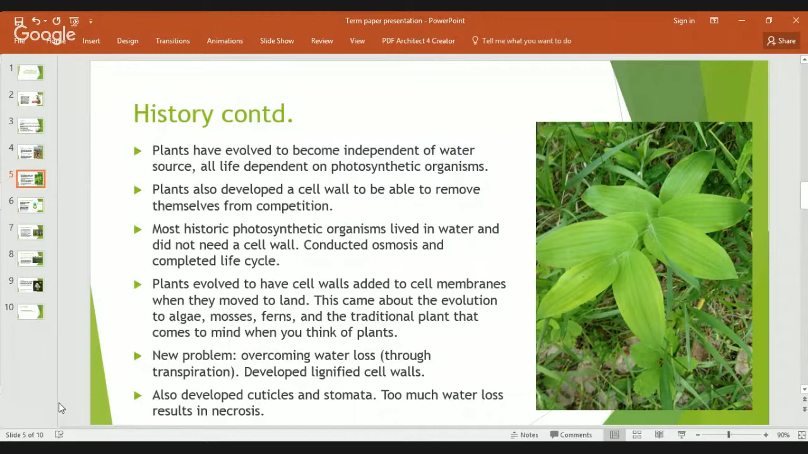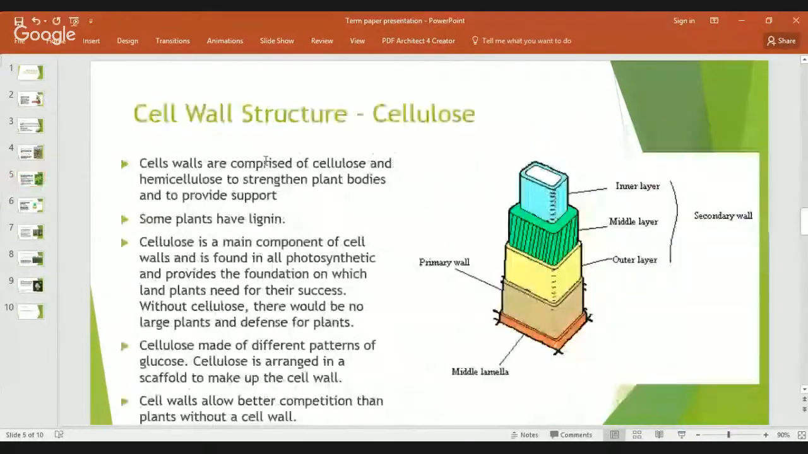So some of these plants developed lignin, and you can see this in trees like the redwoods today, or pretty much any tree. And they also evolved to have cuticles and stomata. The cuticle is the waxy covering on the leaf, and the stomata is the structure that controls the amount of CO2 let into the leaf. And too much water loss also results in necrosis, or death of the plant.